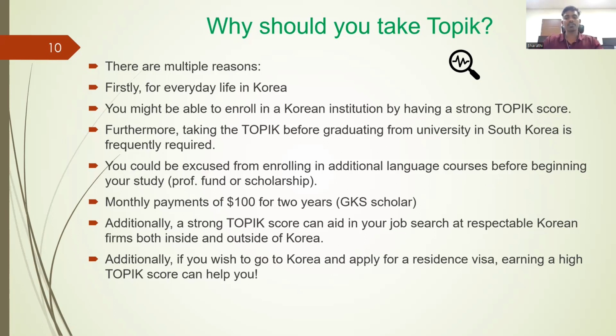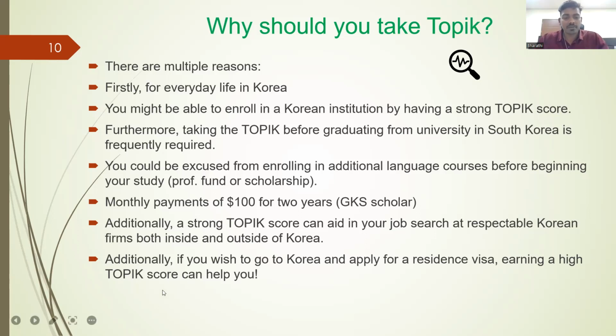For example, I am a GKS scholar. I came to Korea not knowing anything about the Korean language, so I spent 1 year on the Korean language separately. I didn't study anything about my major. If you get level 5, you can get $100 every month. It's only applicable for GKS scholars. And additionally, a strong TOPIK score can help you get a job very easily.